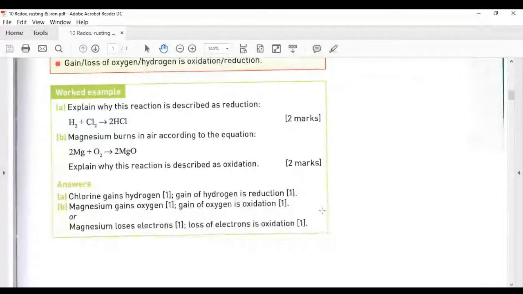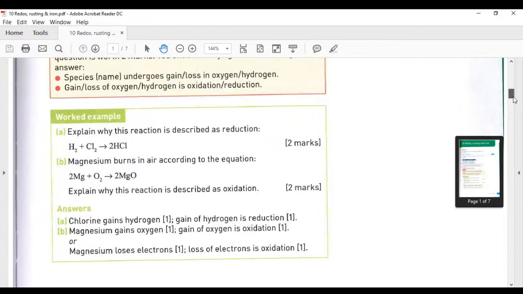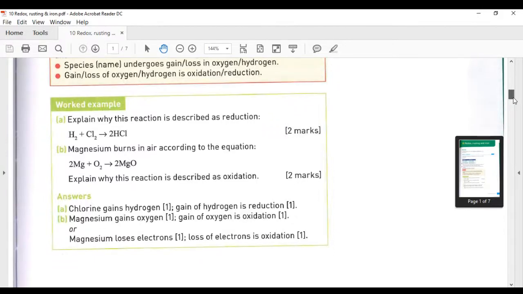Okay, so you can see there for part B, it says magnesium burns in air according to that equation, right? And again, if you look, the magnesium has gained oxygen, right? So it's become chemically bonded to oxygen, right? So the gain of oxygen is oxidation. So you can explain that. So they've got here, and then you've got the other alternative that we haven't mentioned yet, which is about redox reactions in terms of loss and gain of electrons.